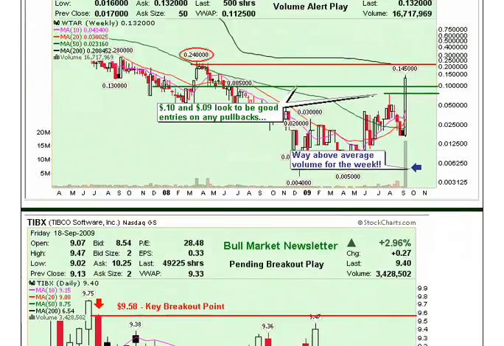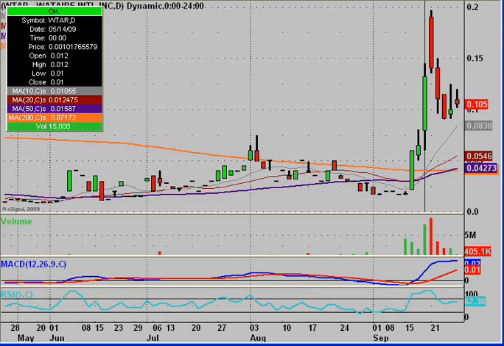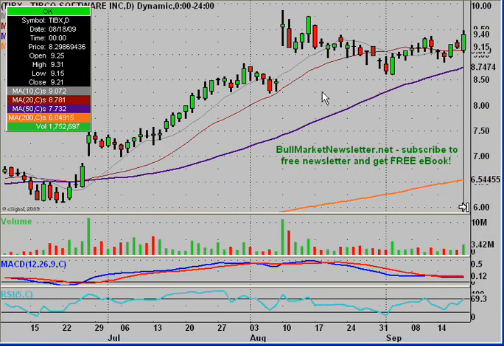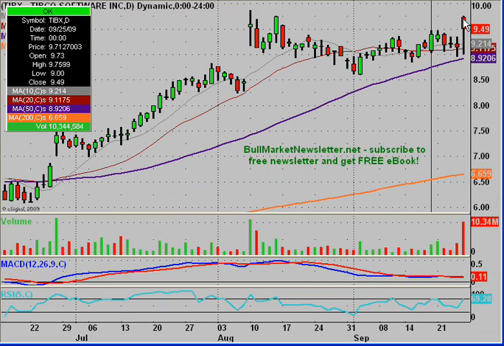Our last example is TBIX. This was our pending breakout play, meaning we locate a resistance point, this one being 958, and we wait for that to be broken. So let's see what happens with this play. Once again, this is what the chart looked like when we had it, and it was quiet. And then today, it gapped way up there.